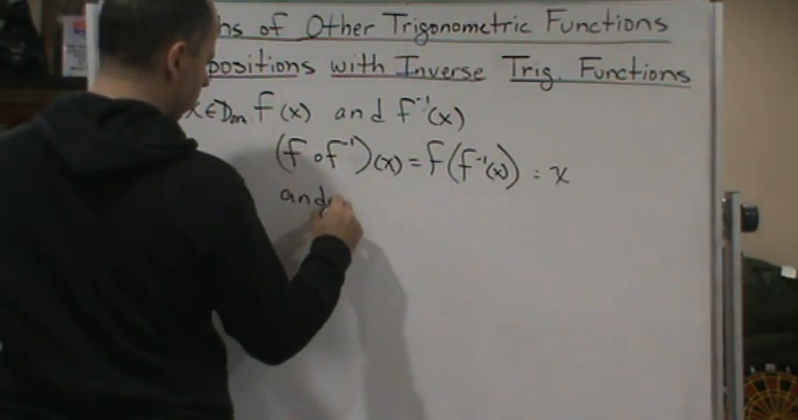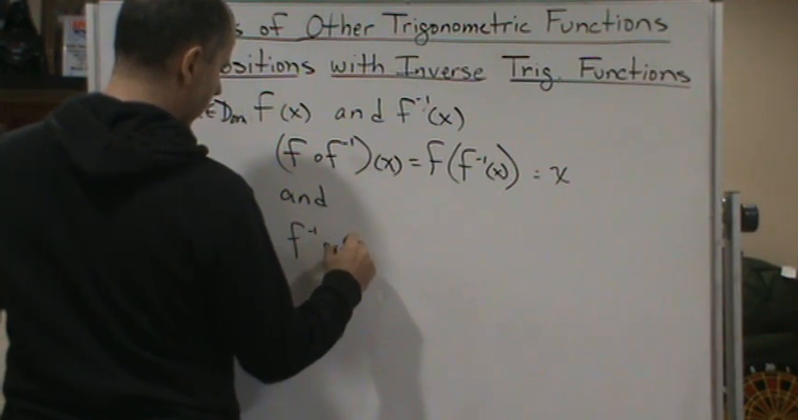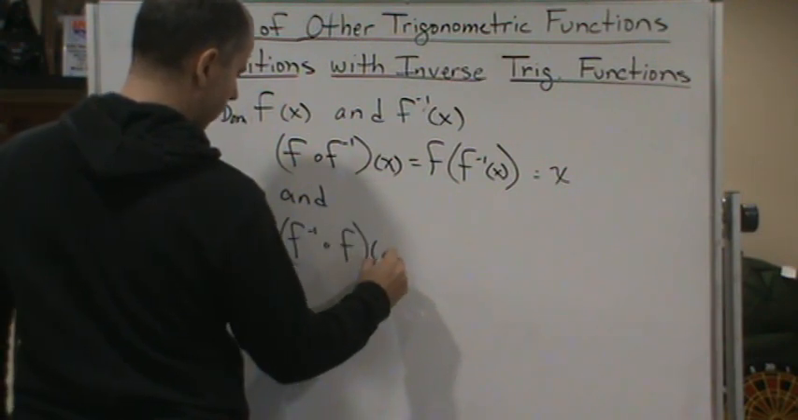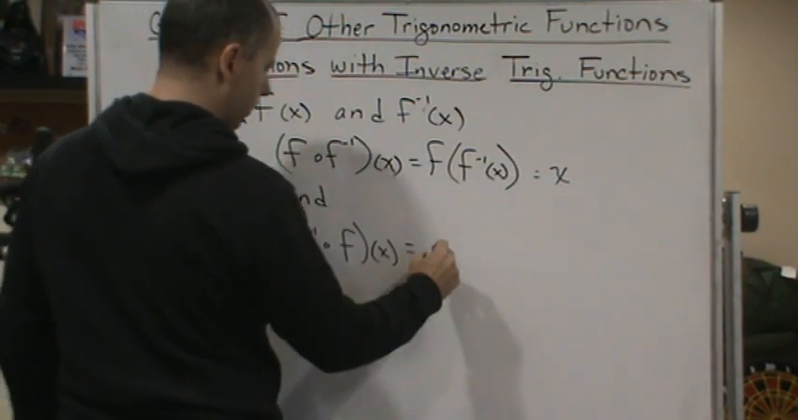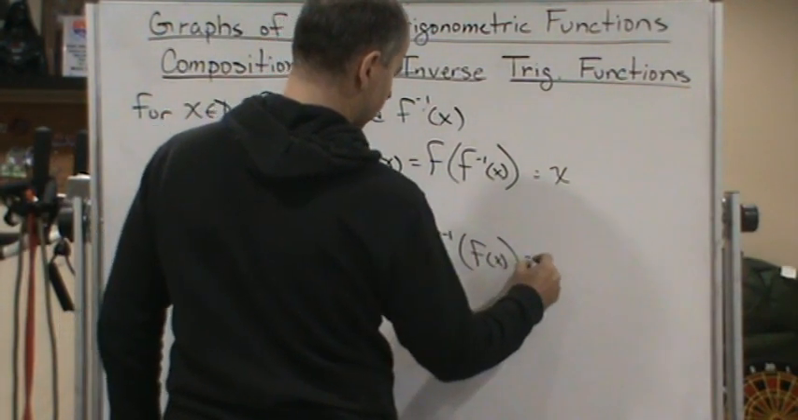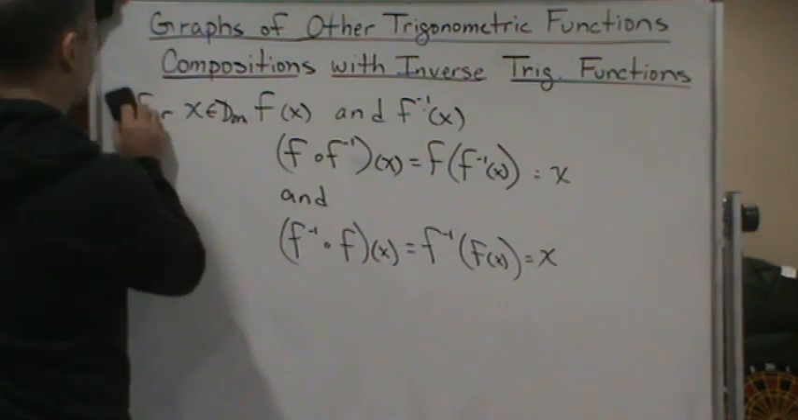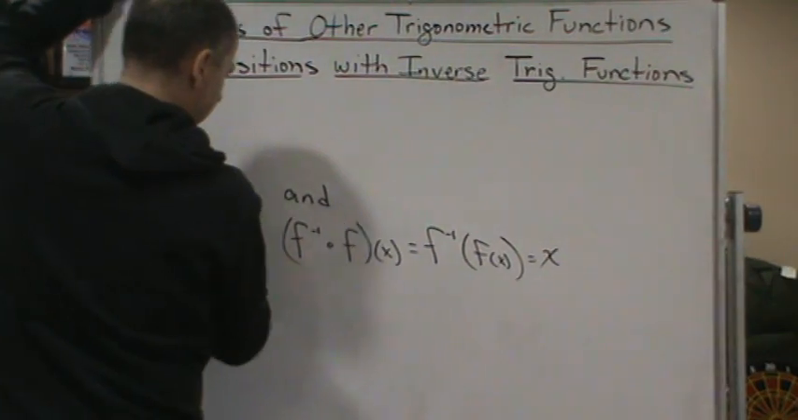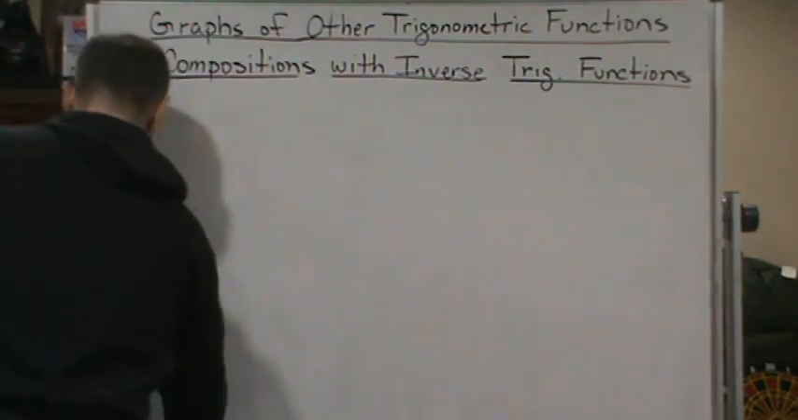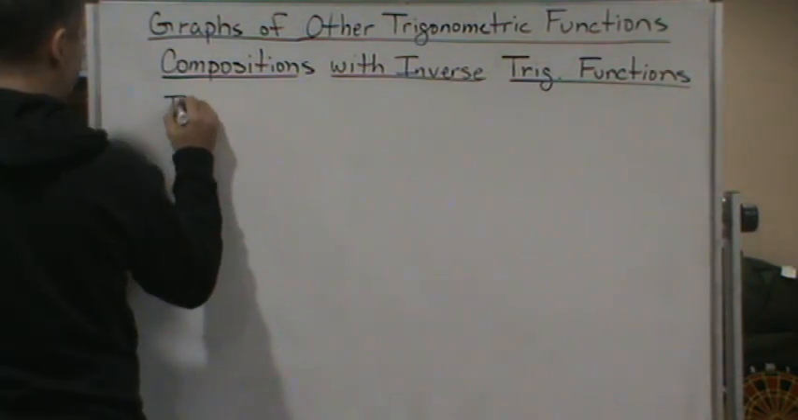And f inverse circle f of x is equal to f inverse of f of x, also equals x. Okay. So with that, we have these properties.